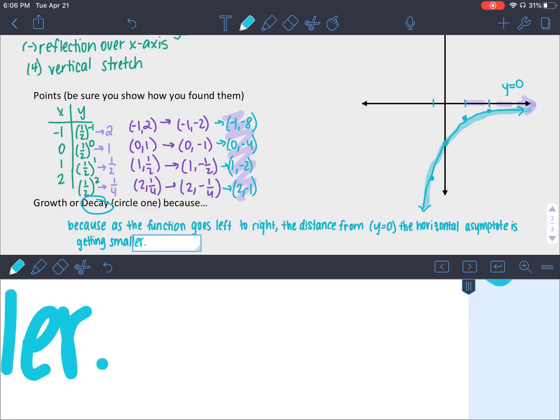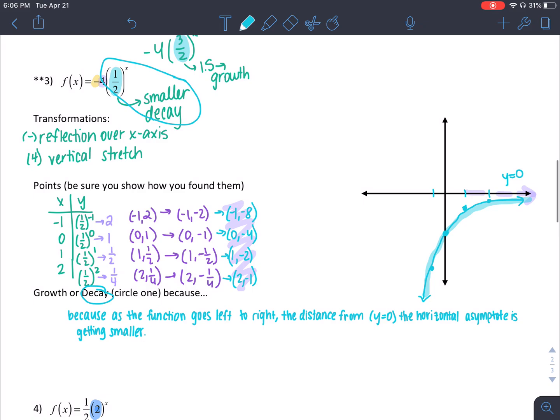It has nothing to do with the negative. It has nothing to do with the 4. It is all about the base, just like Meghan Trainor.